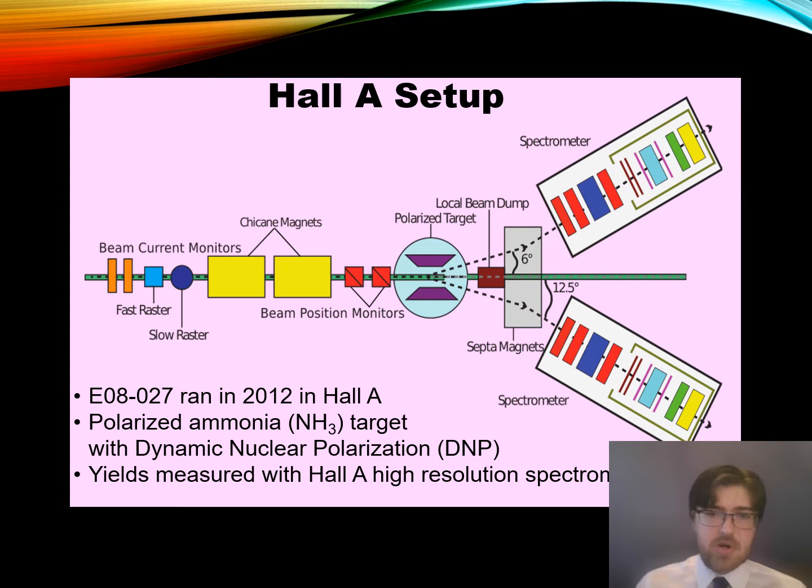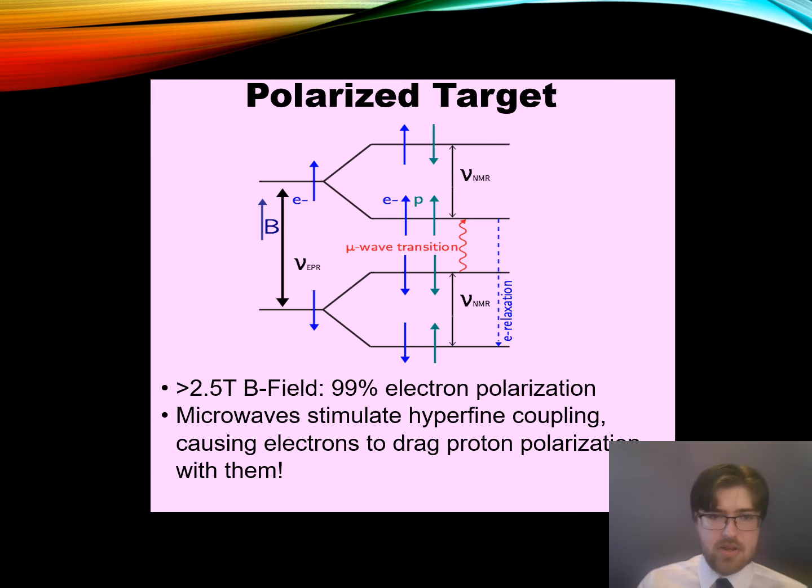This is the experimental setup of g2p. Electrons are scattered off of a spin-polarized ammonia target, polarized with a technique known as dynamic nuclear polarization. And then the scattered electrons are measured in the Hall A high-resolution spectrometers.